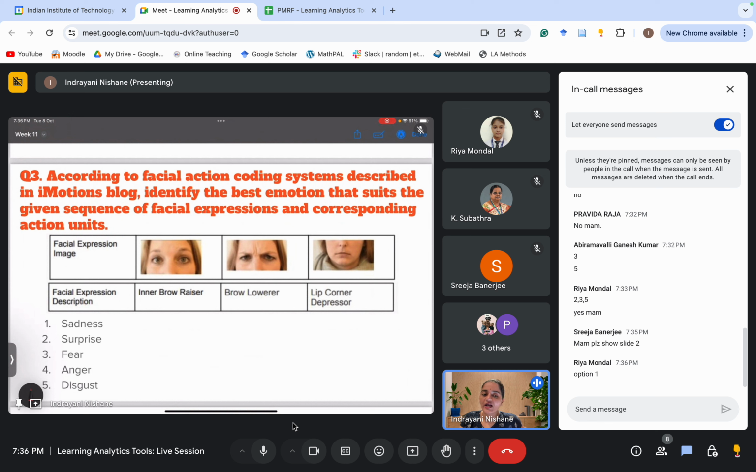So please go through that before the exam, so that you can solve these type of questions. Here a facial expressions image is given, with a description. The first picture shows a raised inner brow, then a brow lowerer, and then a lip corner depressor.